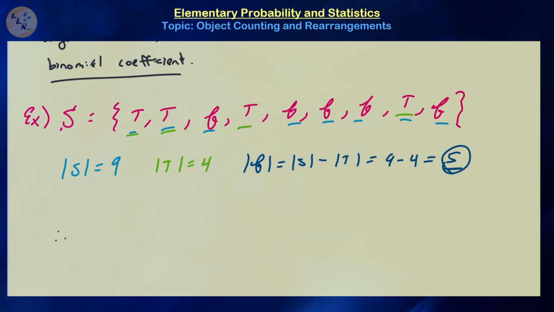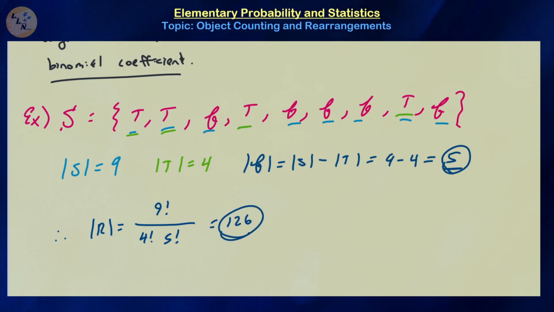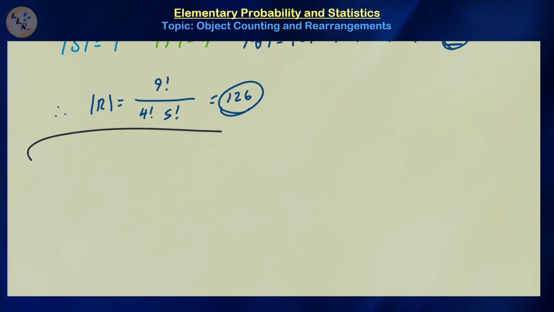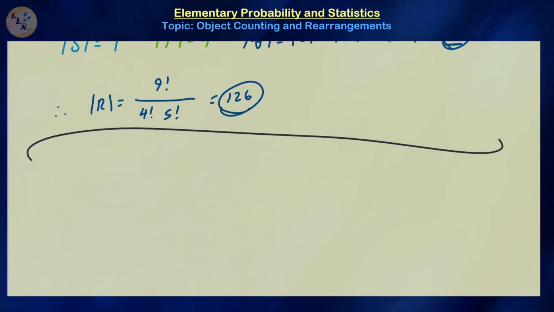If we go about this in the same exact way as before, if we treat all of them as different, there's going to be 9 factorial different rearrangements, but we have some repetition. In particular, we have 4 factorial and 5 factorial, which is actually just going to come out to 126. So let's generalize this binomial coefficient out.